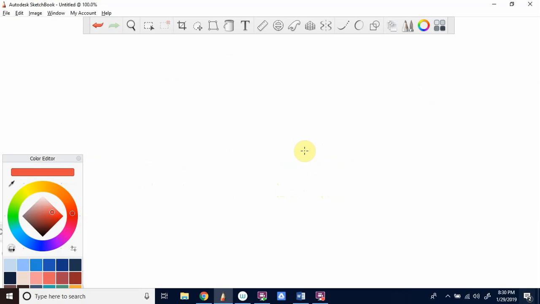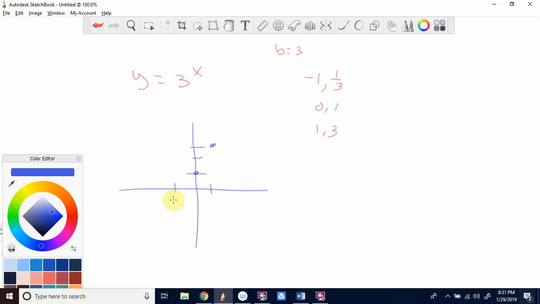Okay, so let's look at example 1. It says graph y equals 3 to the x and state the domain and range. So we said we're going to have -1, comma 1 over b. So b is going to be 3. And then 0, comma 1, and 1, comma 3. So if we go to graph this, that's 0, comma 1, and this is 1, comma 3. And -1, comma 1/3, about right here. And we connect the dots because we know what the graph looks like.